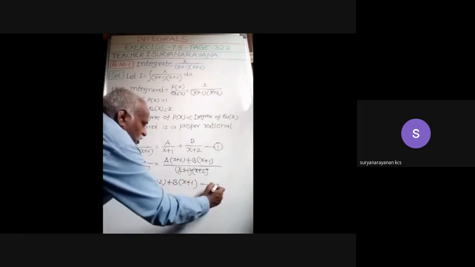A into x plus 2 plus b into x plus 1 is left in RHS. Okay, my children, understood this step? Right. Let us assume that this is equation 2. In this equation 2, we have to substitute x is equal to minus 2. What is the linear factor here? X plus 2.